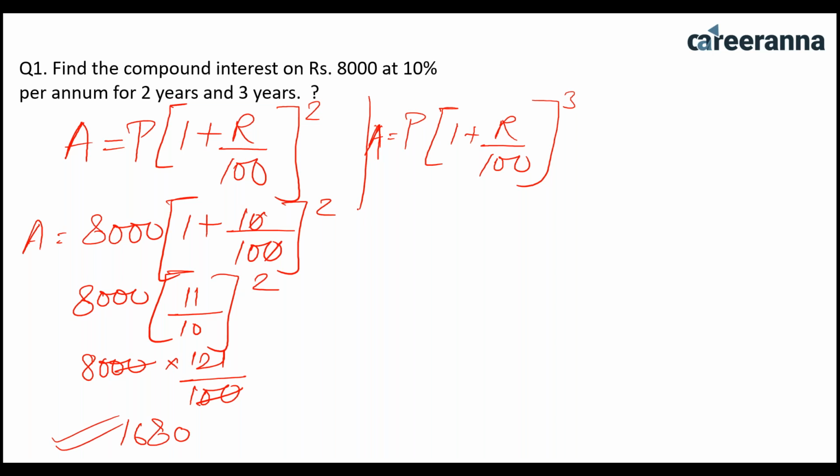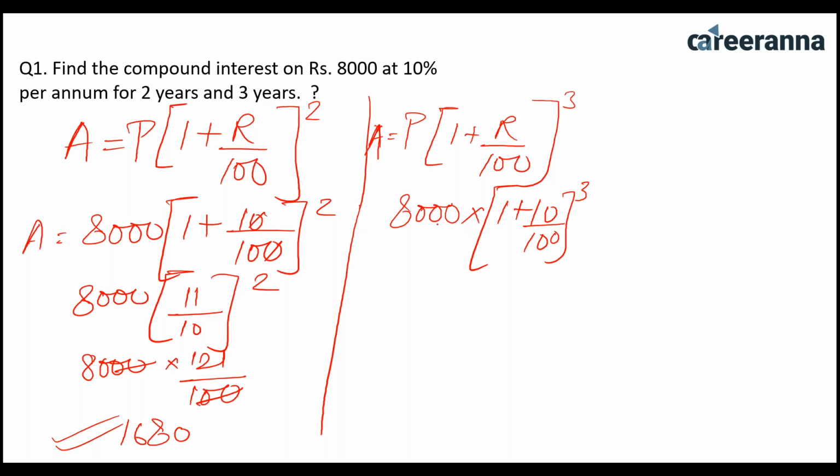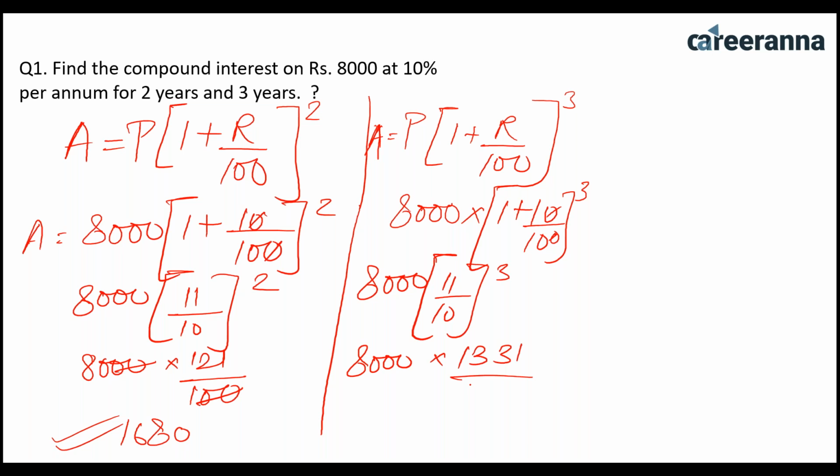Most of you are getting. Okay. If I take this case, this will again be 8,000 into 1 plus 10 upon 100 whole power 3. So 8,000 into, this will again be 11 upon 10 whole cube. So this will be 8,000 into 1331 upon 1000. You cancel this and multiply with 8.